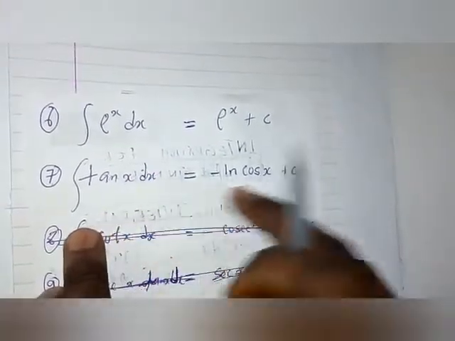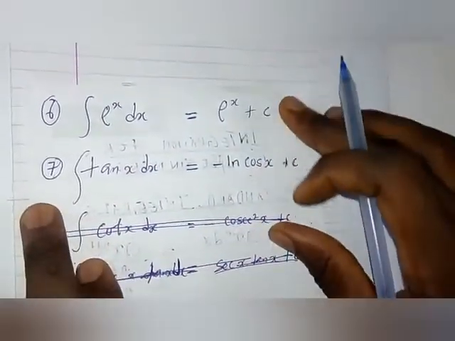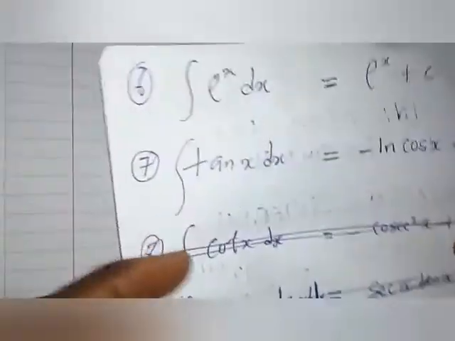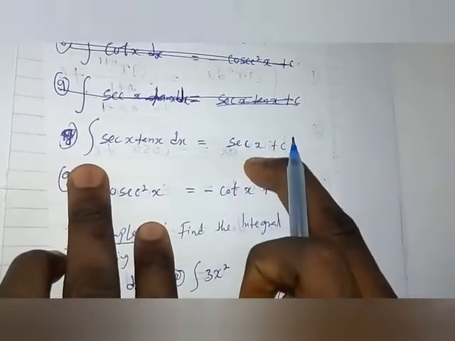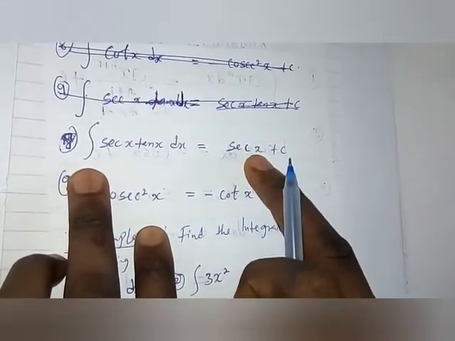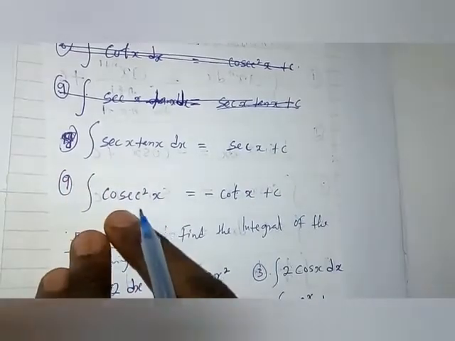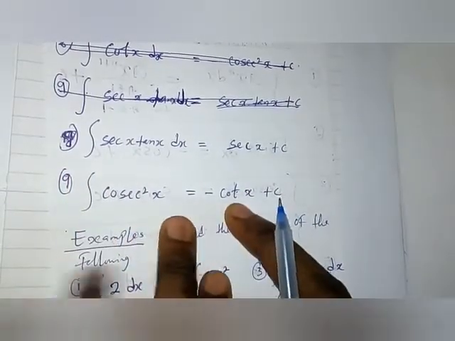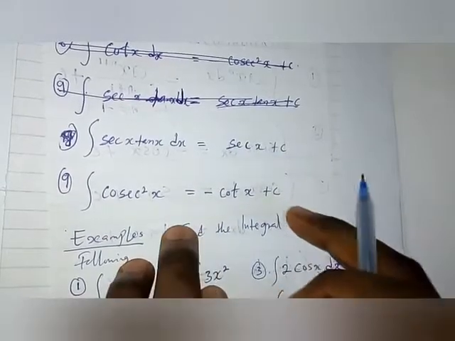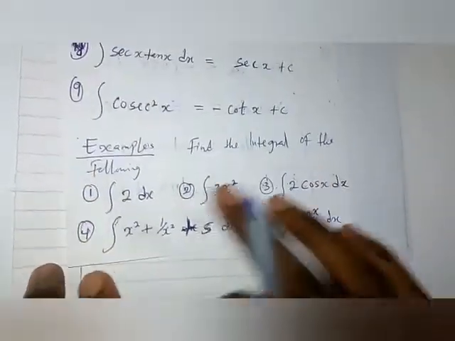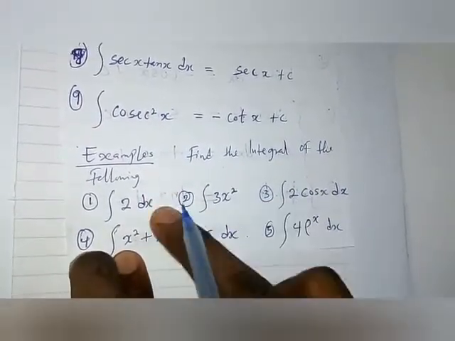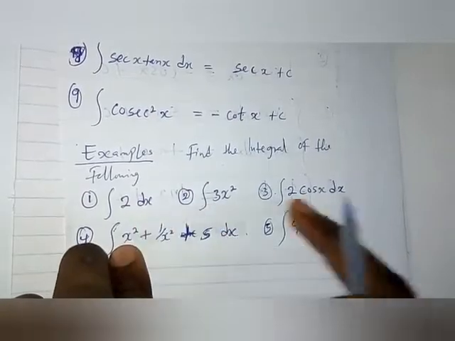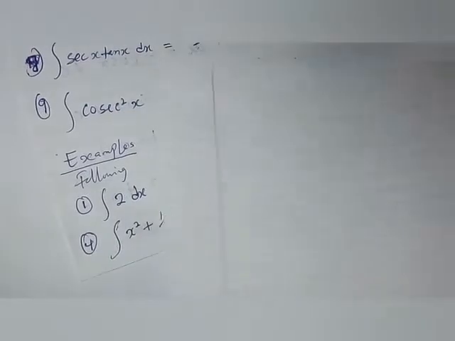There's a way we get this. So I'll create a video on how we derive this too. It's another part of integration. So here we go. Here we have sec x tan x as another standard, which is sec x plus c. And sec square x is minus cot x plus c. So now I'll start with some examples. I will find the integrals of these functions, with a step-by-step explanation.